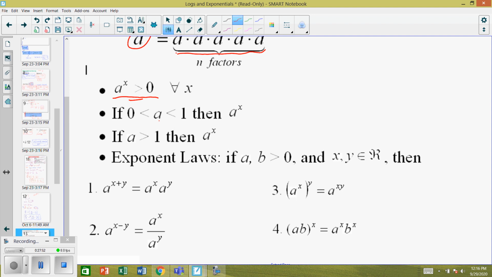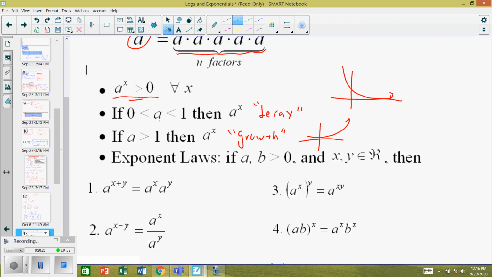If a is between 0 and 1, then a to the x is like a decay function. This kind of goes back to math 3, I think. And if a is greater than 1, we would call this a growth function. So if you think of the graph, here is what a decay function looks like, and here is what a growth function looks like. But notice that either way, they never go less than 0. It's always either 0 to infinity, right?